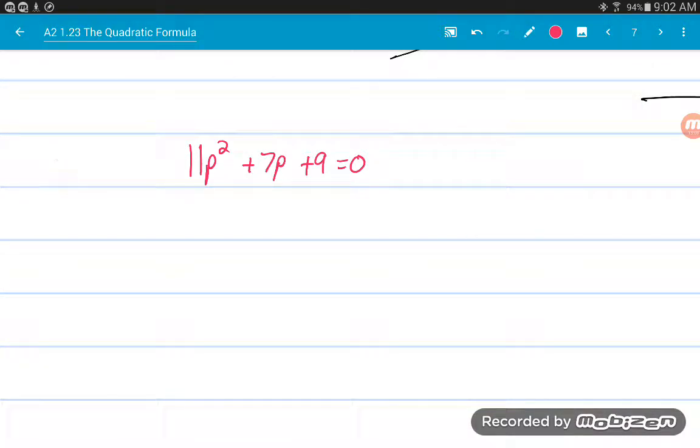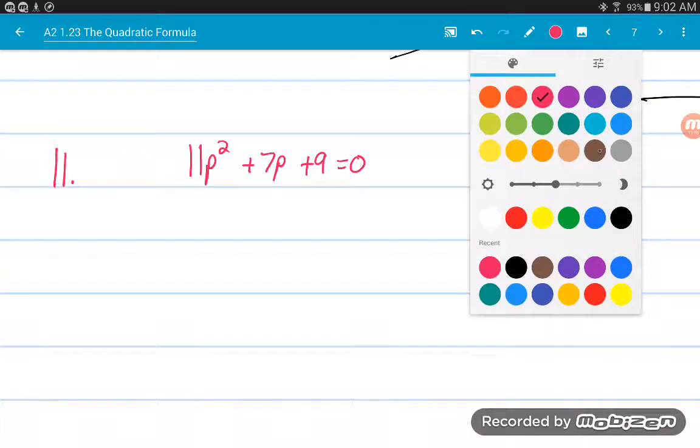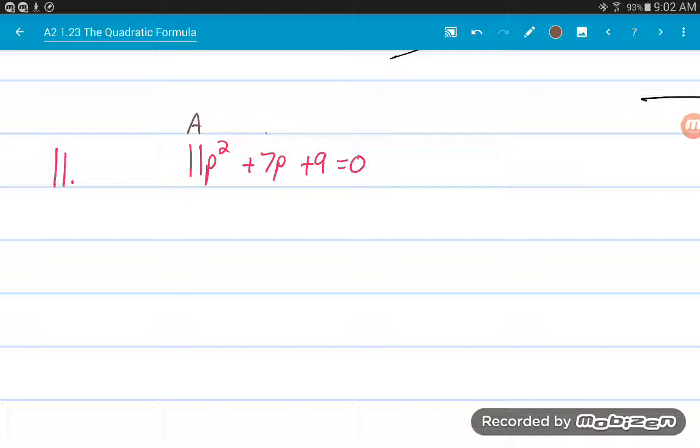I have to identify A, B, and C. A is going to be 11, B is going to be 7, and C is going to be 9. I'm still going to write all of these explicitly because identifying them for some people is a skill all on its own. 11 is A, B is 7, and C is 9.